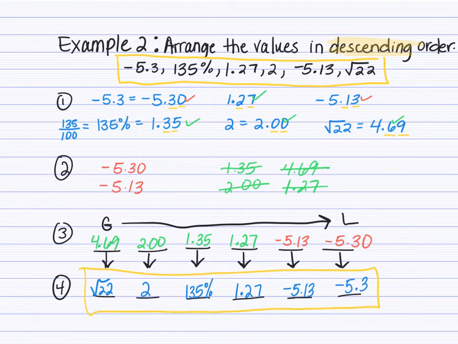Now, this is the final list that I would look for as far as my numbers being in order. They are in order from greatest to least. That concludes this example.